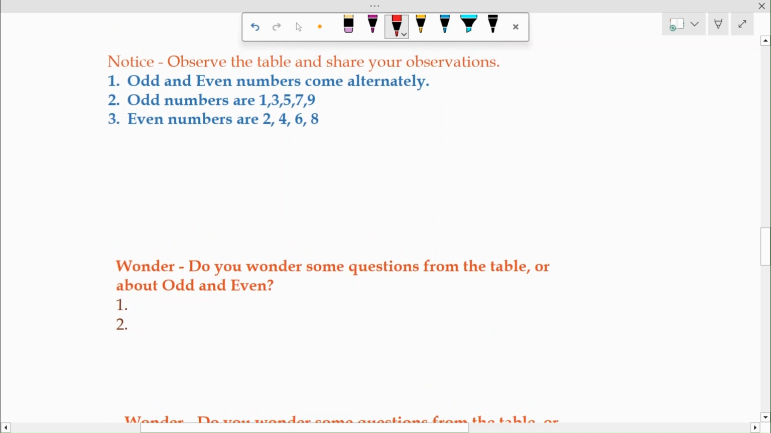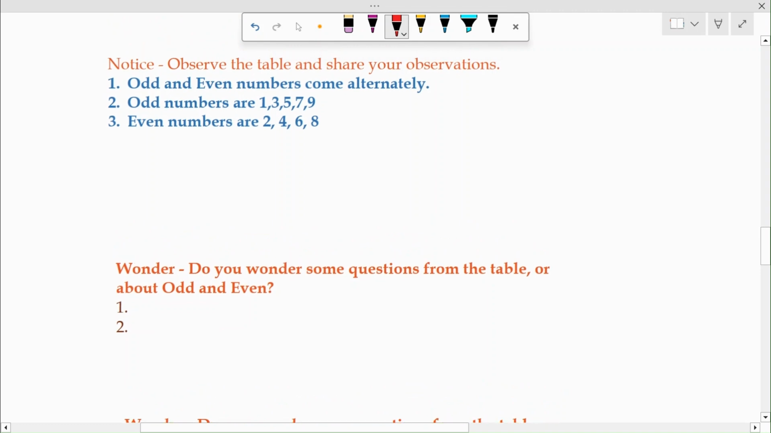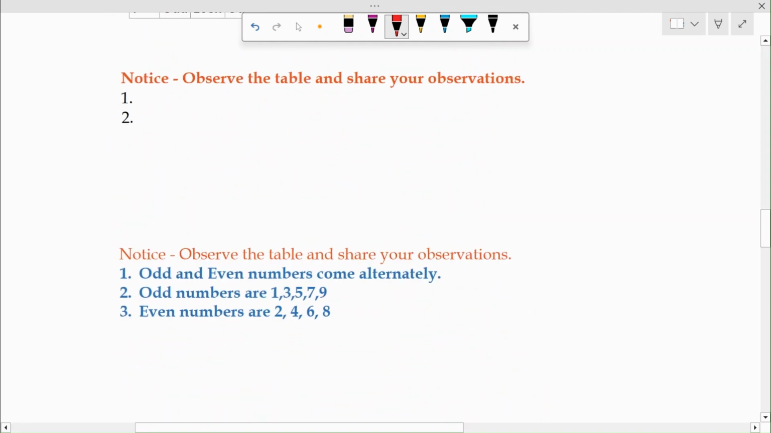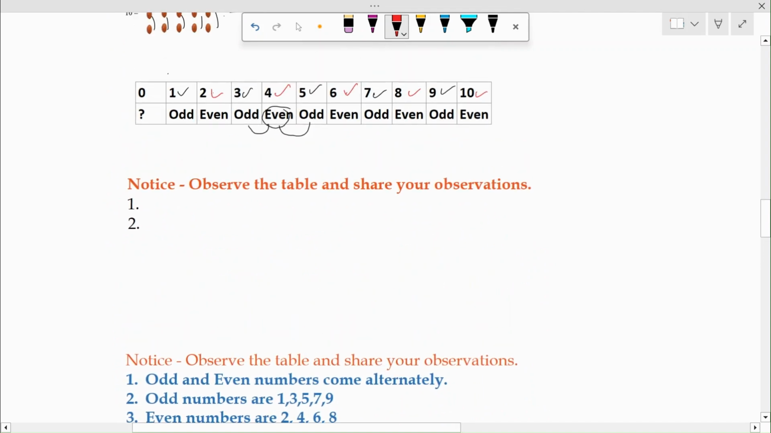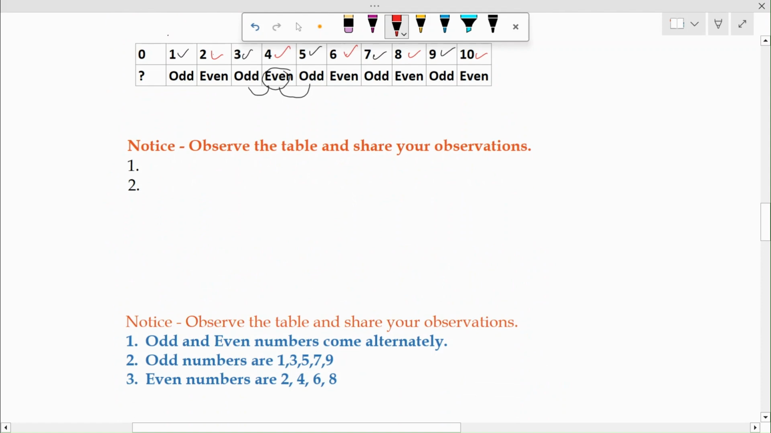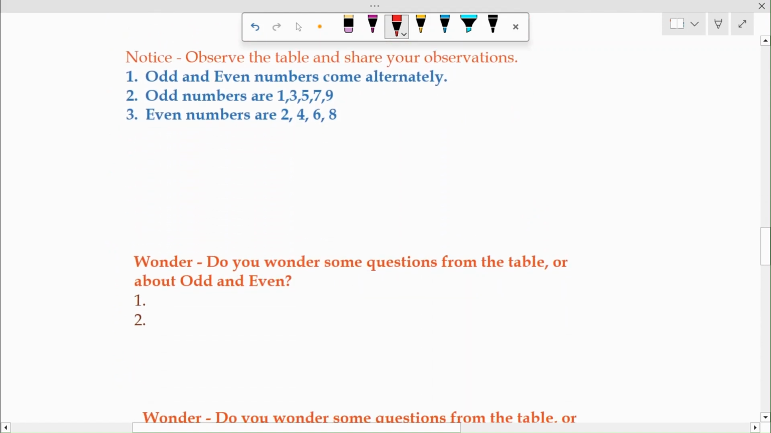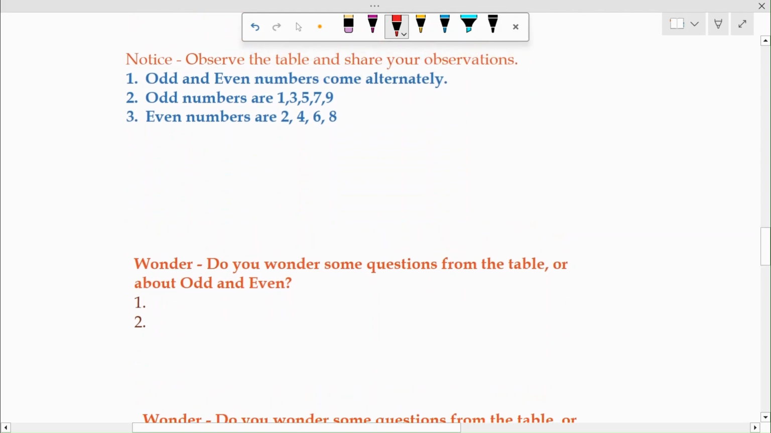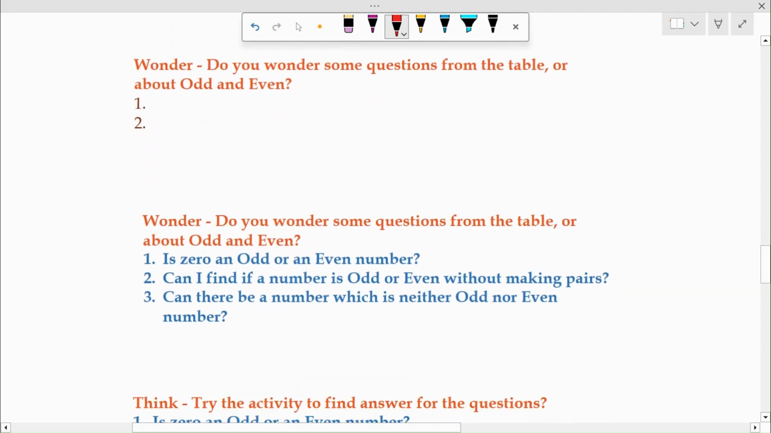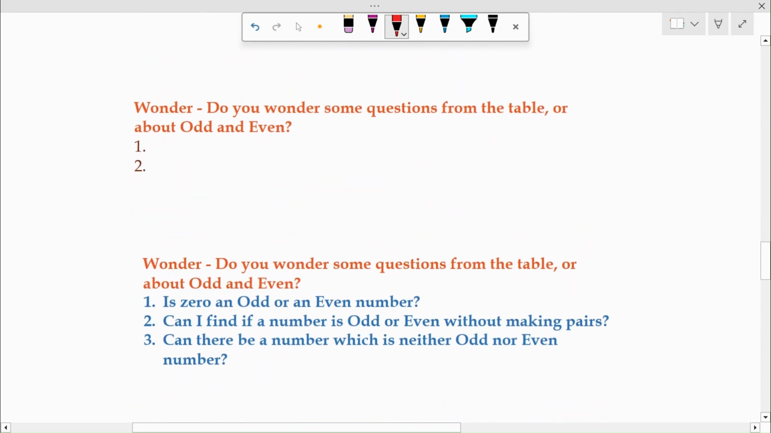So, can you wonder why some questions from this table or about odd or even, basically why it is happening like that, or some other questions that come to your mind, which are a bit more thought provoking. So take a pause here and think about it, and come back now to see some of the questions here that can be answered by thinking.